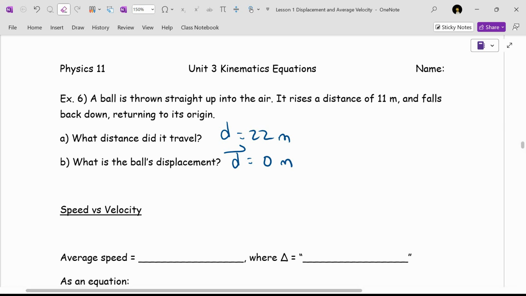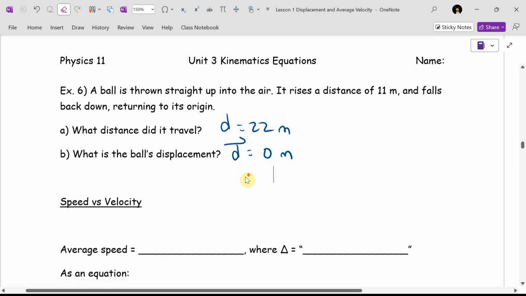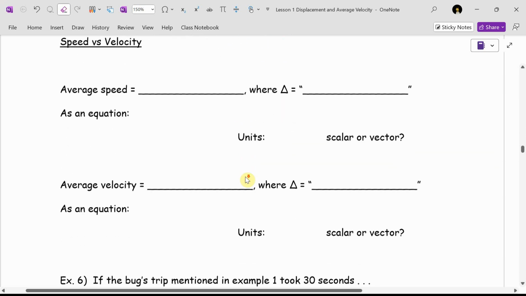Is that okay for the difference between distance and displacement? Now, you're not going to get questions with number lines on your test. I'm just doing that to help you understand what we're talking about. We're going to get a little closer to what you're going to see because we're now going to combine distance, displacement, speed, and velocity. So speed versus velocity.